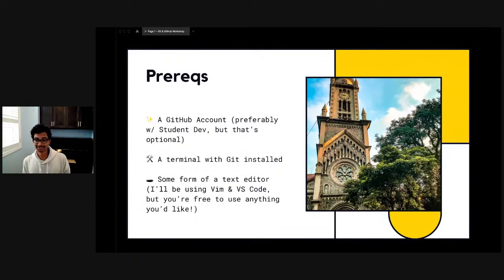There's a couple of prerequisites that this workshop needs. You'll need a GitHub account, preferably with the student development pack, but that's optional. You'll also need a terminal with Git installed, and some form of a text editor. Me personally, I like Vim and VS Code, but as always, you're free to use whatever you want. Just make sure that you have these 3 things prepared.